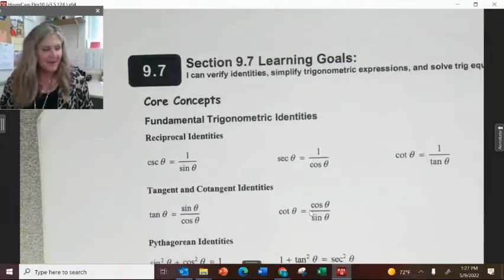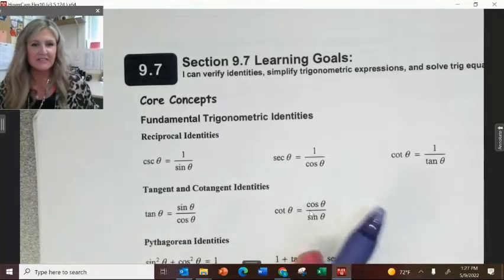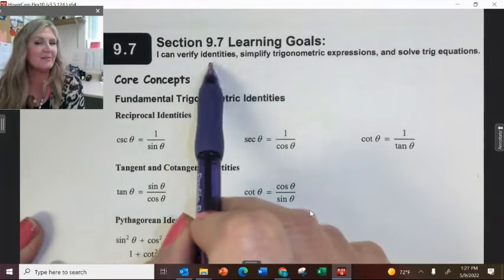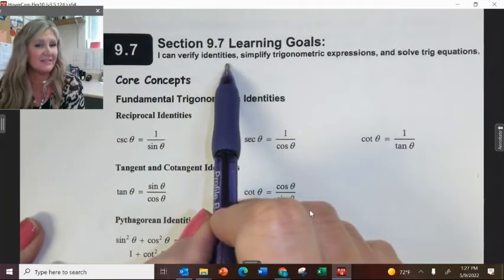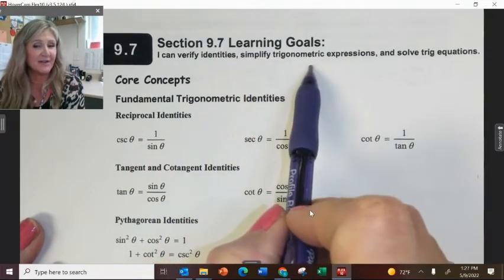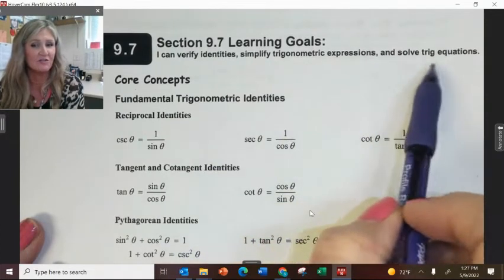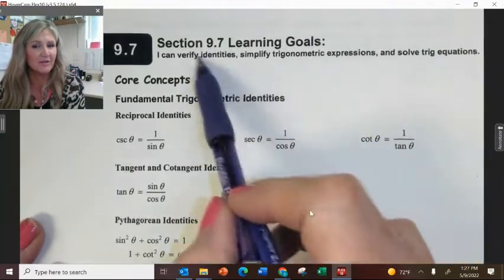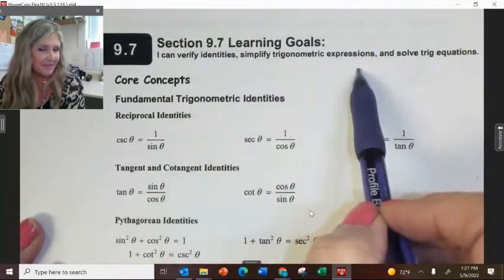Okay, guys, so today we are looking at section 9.7. Our learning goals today are that we want to be able to verify identities, simplify trigonometric expressions, and solve trig equations. We're actually going to get to this tomorrow, but we're going to do these first two today.